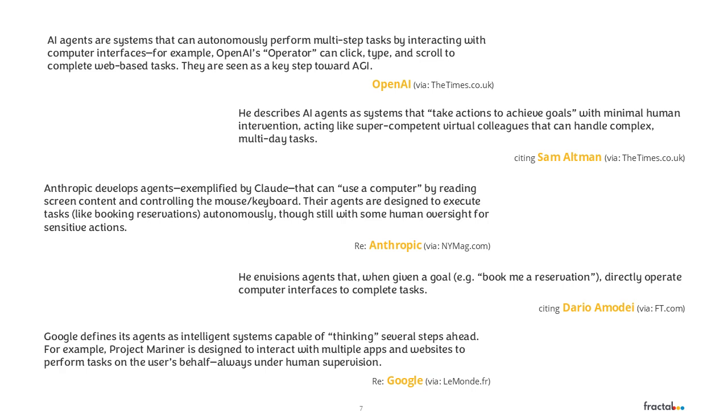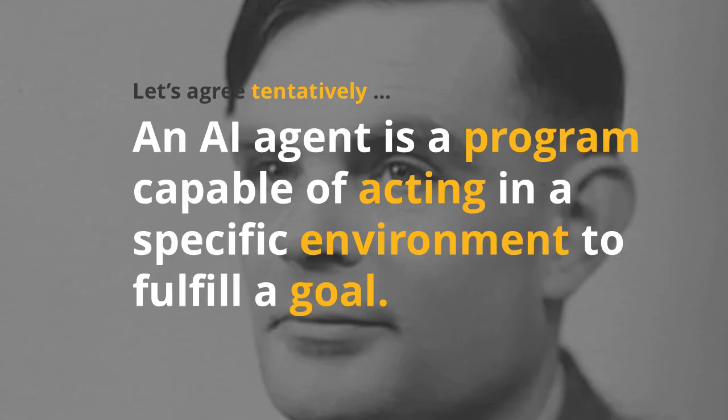But what we'll do for this session is try to tentatively agree on a working definition of an agent. What I propose, for the sake of this presentation at least, is that we accept that an AI agent is essentially a program which is capable of acting in an environment. This could be a digital environment, a physical environment, and so on, to fulfill a goal. As long as we take this definition of agents, we are good to start with the rest of our discussion.